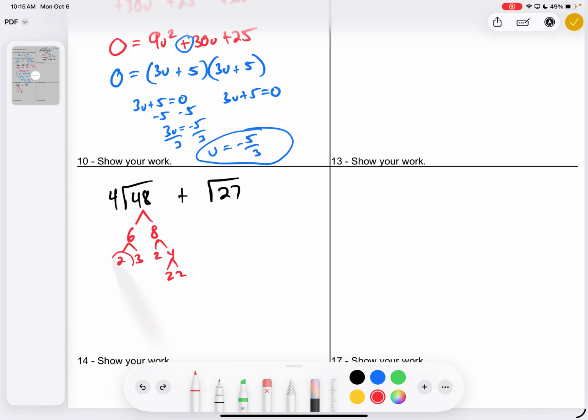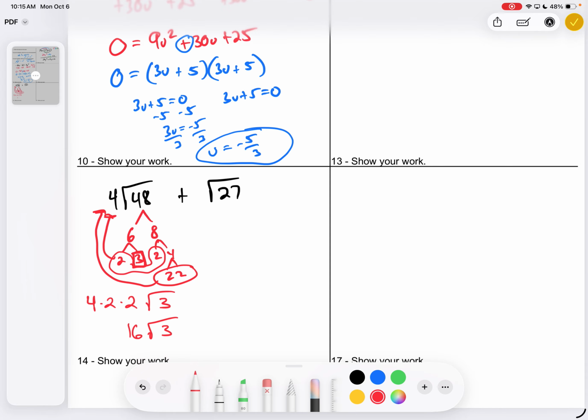How can I draw this? There's a pair of 2s and there's a pair of 2s. Right? So these come out and these come out. So if I already have 4 out there, and then another 2 comes out there, and another 2 comes out there, and then this 3 right here doesn't have any friends, right? It stays in. So 4 times 2 times 2 would be 16.